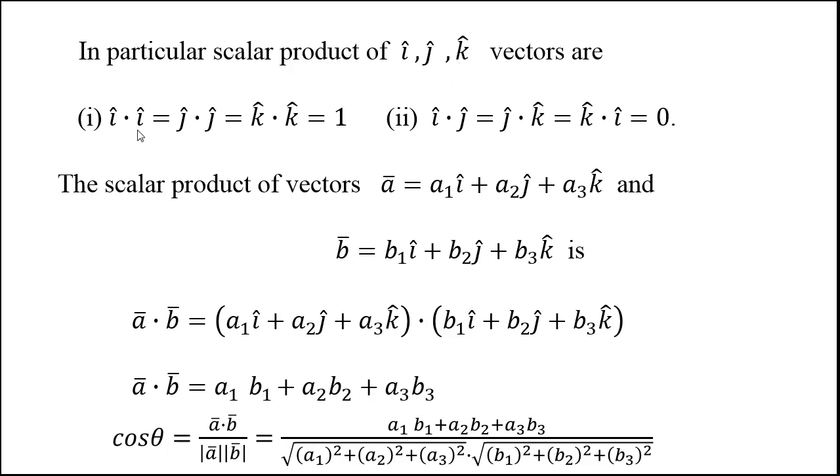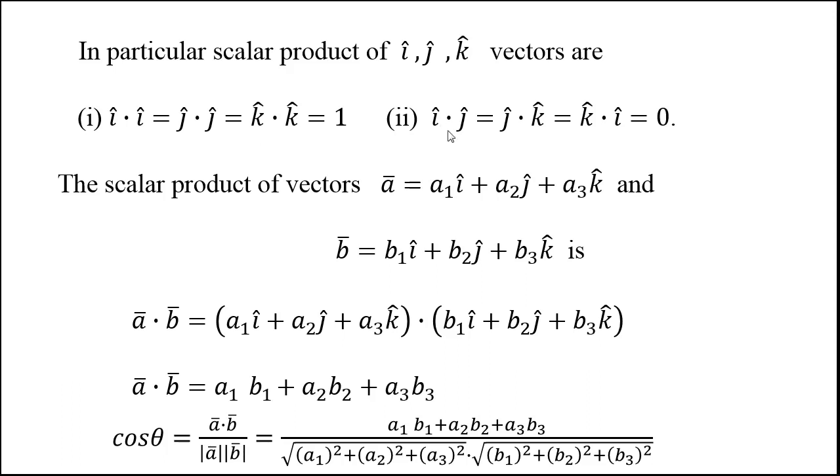So what is i dot i? i dot i by definition is magnitude of i, which is 1, into cos of angle between them. Angle between them is 0. Cos 0 is 1, so i dot i is equal to 1. Similarly, j dot j is equal to 1. k dot k is equal to 1.